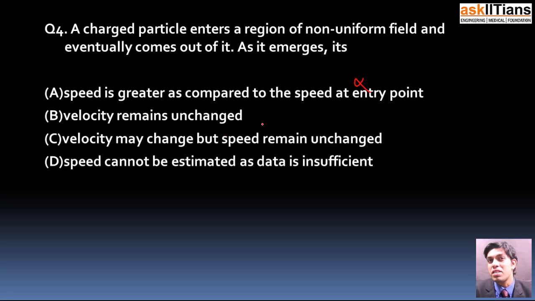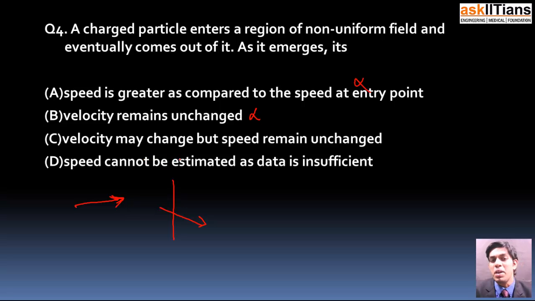B. Velocity remains unchanged. It's not necessary that the velocity remains unchanged. Why? Because there can be a change in the direction of the motion. Let's say the particle is entering like this and the particle may go out like this. So there can be a change in the direction of the motion of the particle, but the speed remains unchanged. Hence, this is also a false statement.